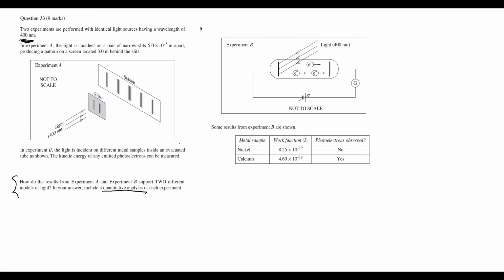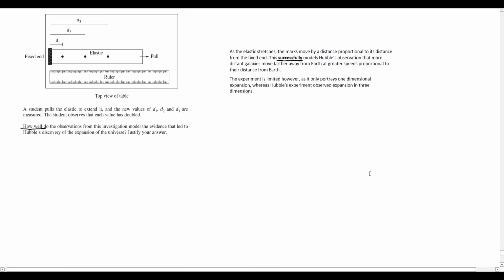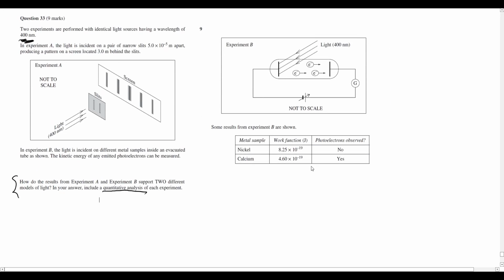Quantitative analysis means we actually will need to do some maths here, whereas the previous two questions were mostly just looking at what will happen more qualitatively. Okay, so let's start looking at experiment A. So what is experiment A?